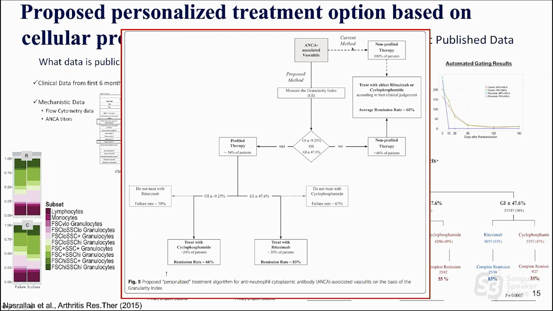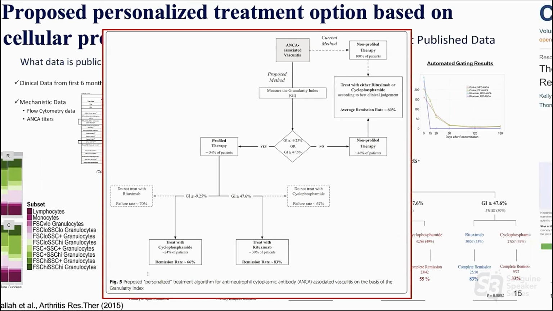The current method from the first paper is a non-profile therapy. It's one size fits all. But we proposed a method based on the granularity index and how you could have a profile therapy. So this is our first paper about reanalyzing the clinical trial data and coming out with a novel way of treating patients, so that in follow-up trials, the clinical trialists who design the clinical trials can take this into consideration for future trials.